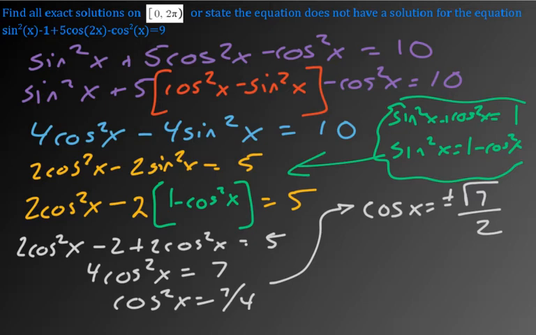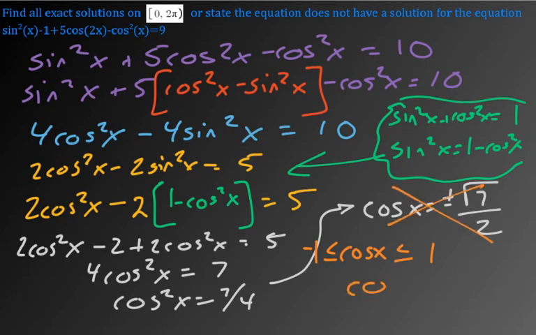And finally, you can see what's going on here. So cosine of x is equal to plus or minus square root of 7 over 2. You know, square root of 4 is 2. 7 is bigger than 4, right? So this number has to be more than 1. And cosine of x is always greater than or equal to -1 and less than or equal to 1. So this makes no sense.